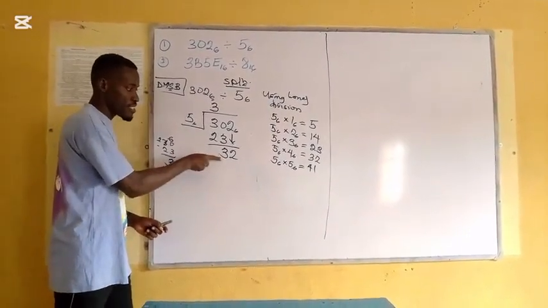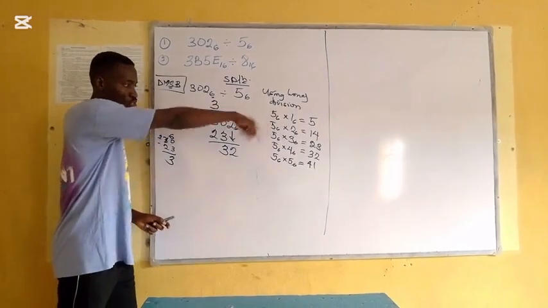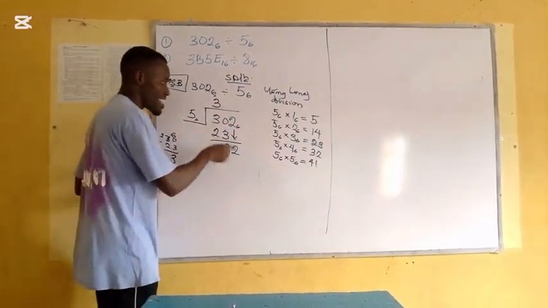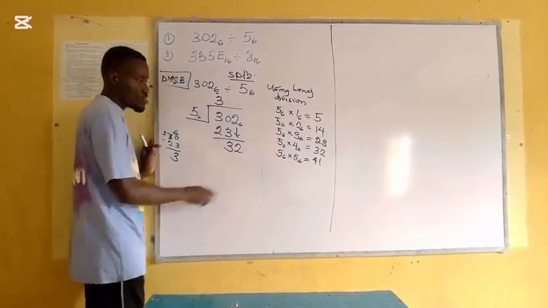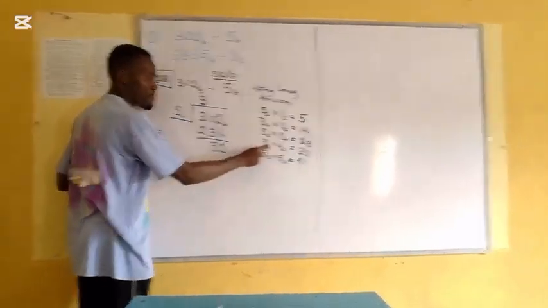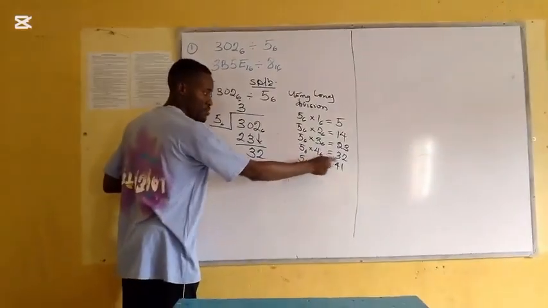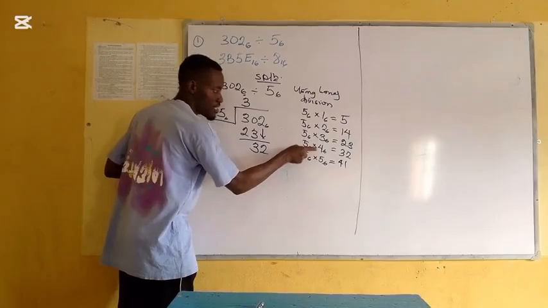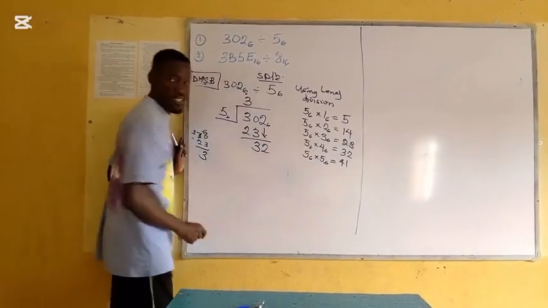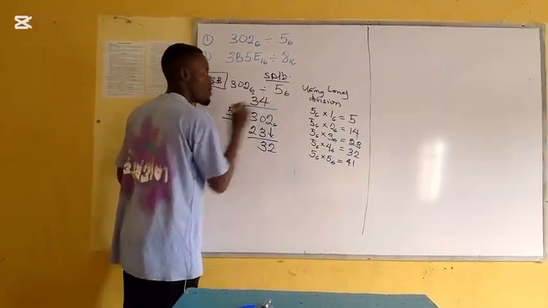5 in 32. Now go to the multiplication table. Look for a number that is closest to 32 or the 32 itself. So if you look at this table, we have 5 in base 6 times 4 in base 6 gives me 32. So therefore, if 5 should divide 32, my answer is going to be 4 in base 6. So I am putting 4 here.